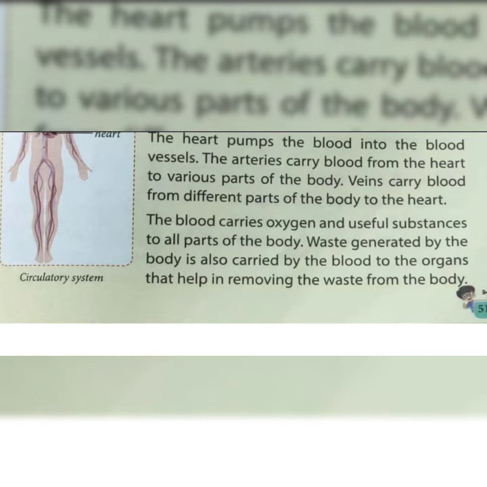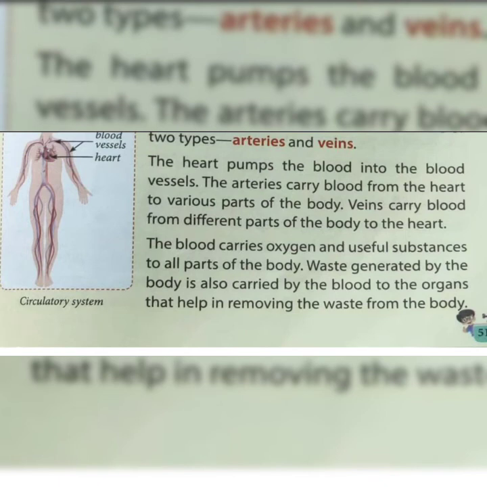Waste generated by the body is also carried by the blood to the organs that help in removing the waste from the body. So, the circulatory system is also known as the cardiovascular system. What is it also known as? It is also known as the cardiovascular system, which includes the heart, blood and three types of blood vessels: arteries, veins and capillaries.